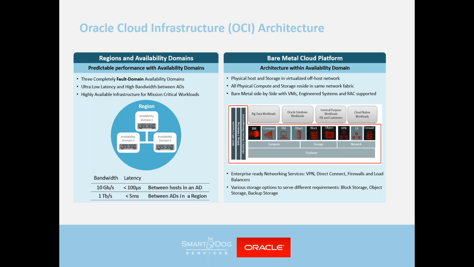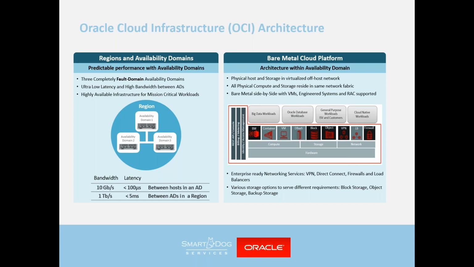Now, why do they call it regions? Because what Oracle does is create 3 data centers within a region that are at least 50 miles away from each other, and they call those data centers availability domains. So in the Phoenix region, you'll have 3 data centers, each interconnected with each other.